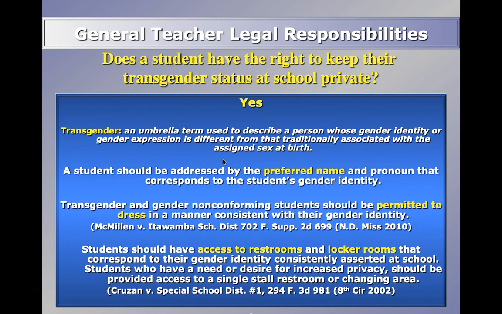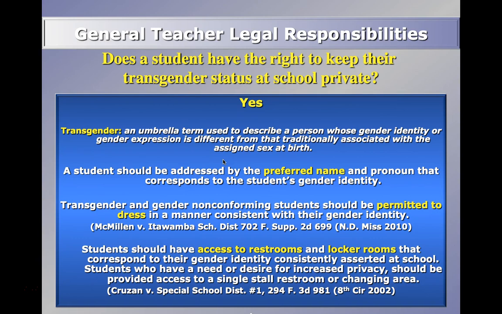Now, in transgender and gender nonconforming students, they should be permitted to dress in a manner consistent with their gender identity. And there's some stipulations in that, but they should have access to restrooms and locker rooms that correspond to their gender identity consistently asserted by the school.